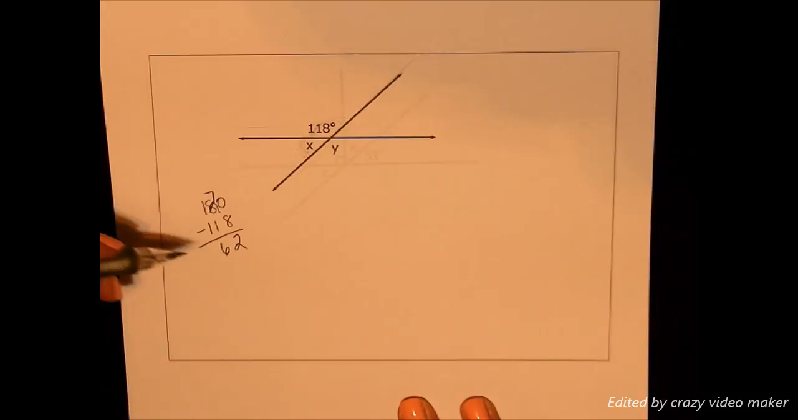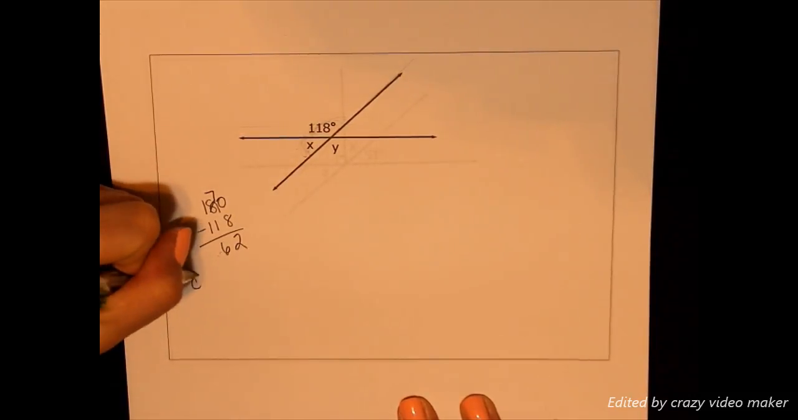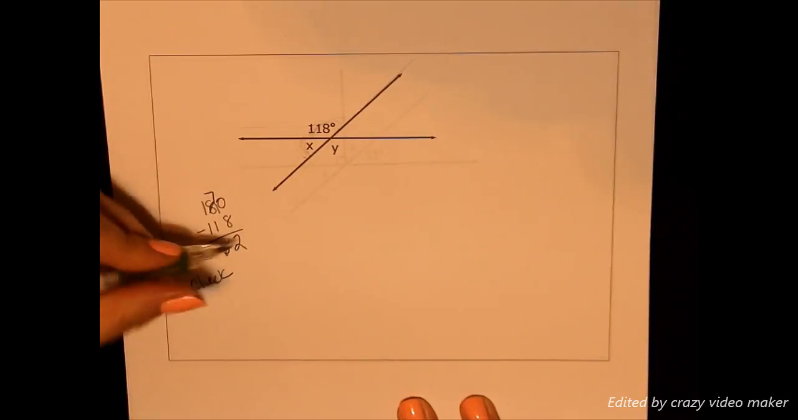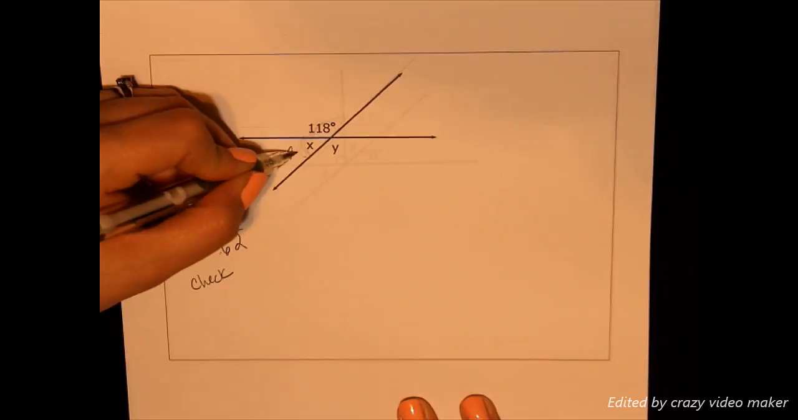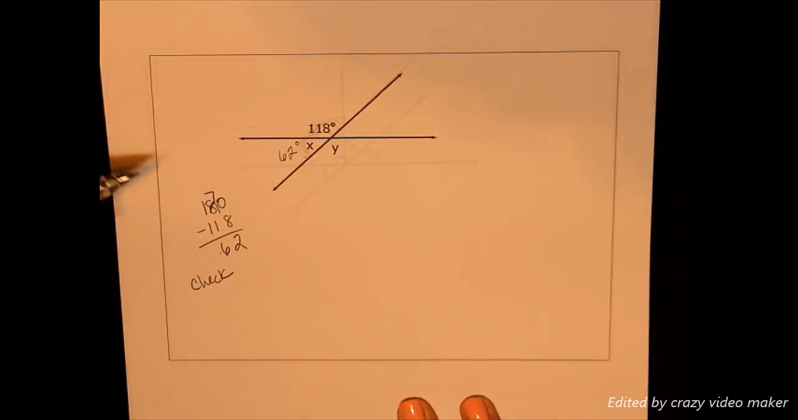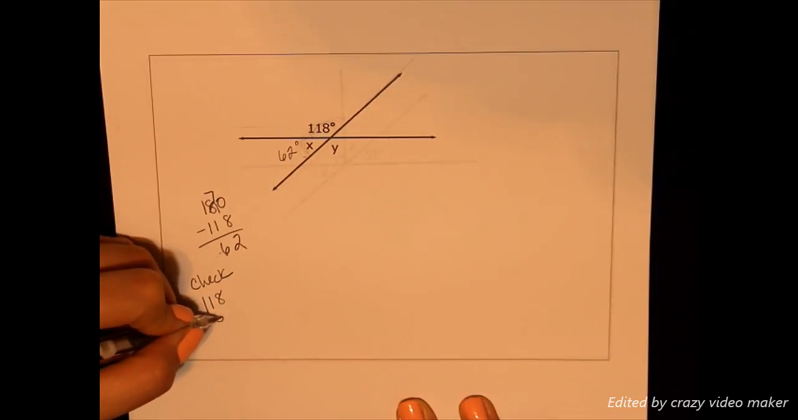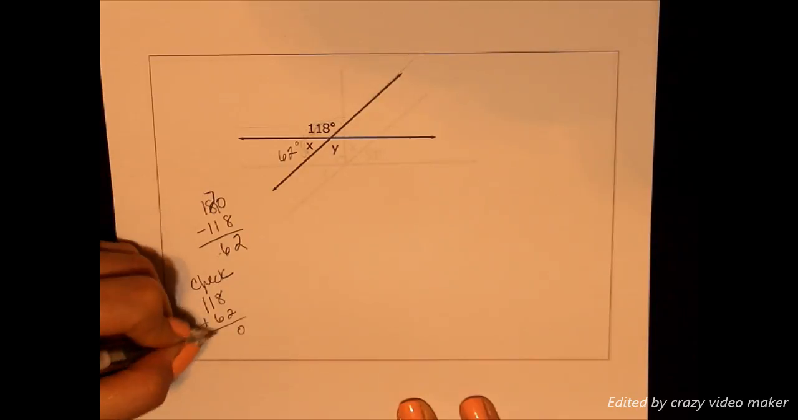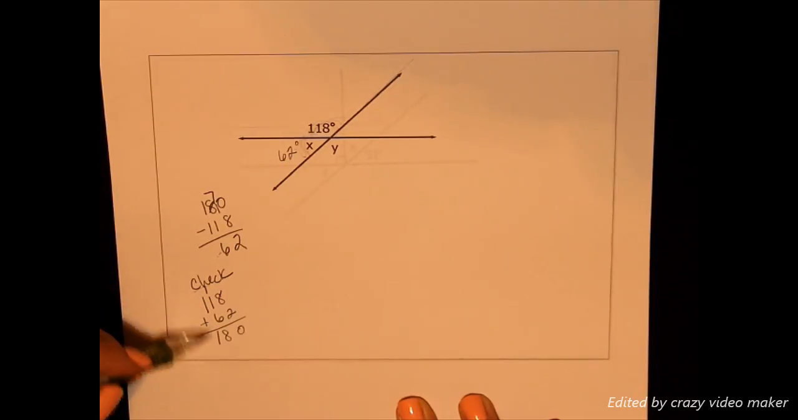So we can figure out that x has to be 62 degrees. And the way you can check this is by taking the measure of x, which you say is 62, and adding to it the 118, and you're going to see if you get out 180. So 118 plus 62: 8 and 2 is 10, carry the 1, 6, 7, 8, 1. We get out 180. So you need to always be going back and adding those back together and making sure that you're getting out 180.